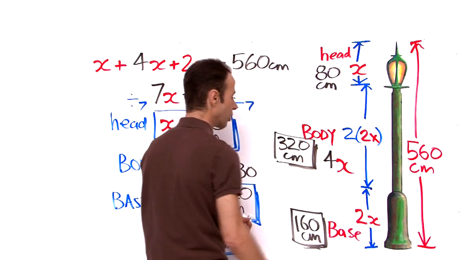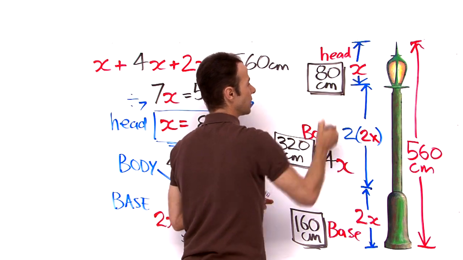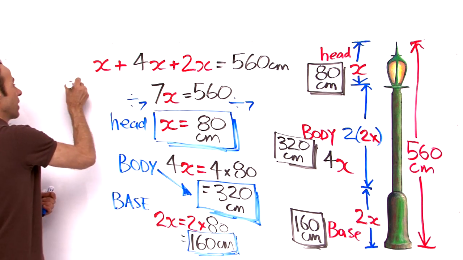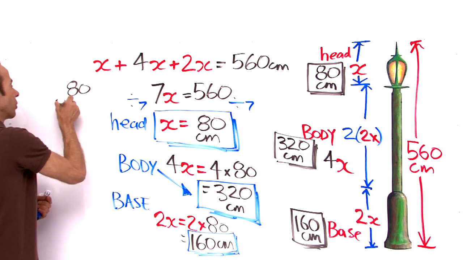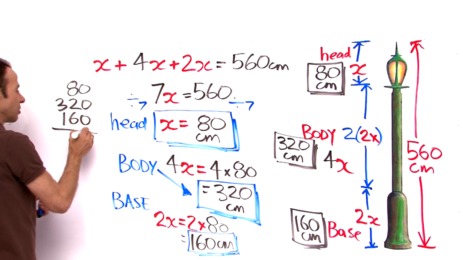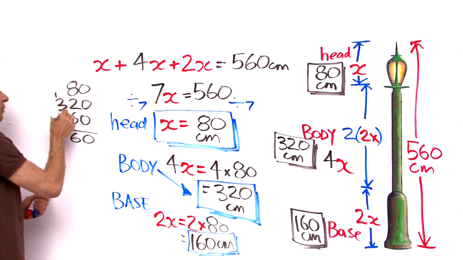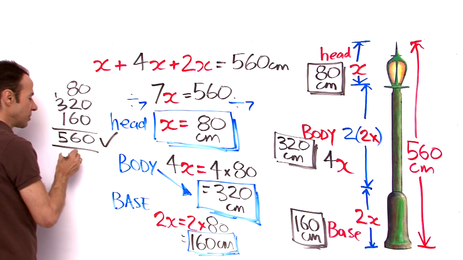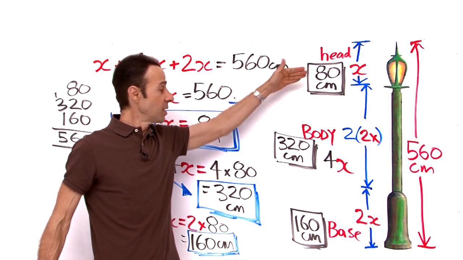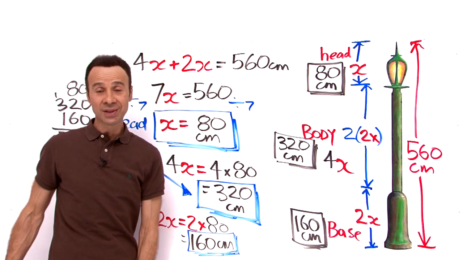Okay, if you want to check all this, all you have to do is add each section up, one by one, and that should give you a grand total of 560. Let's check to ensure we haven't made any errors. We have the head, which is 80, the body, 320, and the base, 160. Altogether, 0, 0, 0. 8 and 8 is 16, carry the 1. 3, 1 is 4, 5. 560 centimeters. That's a check. That works. So again, each section: the head is 80 centimeters, the body is 320, and finally the base is 160 centimeters.